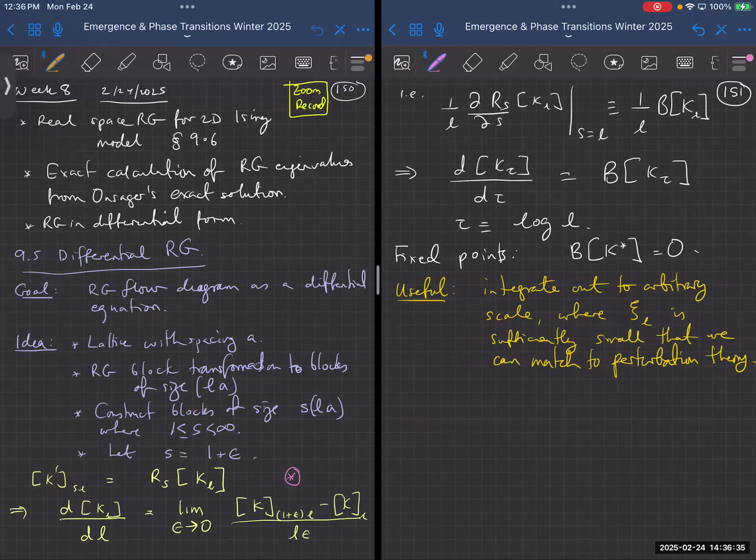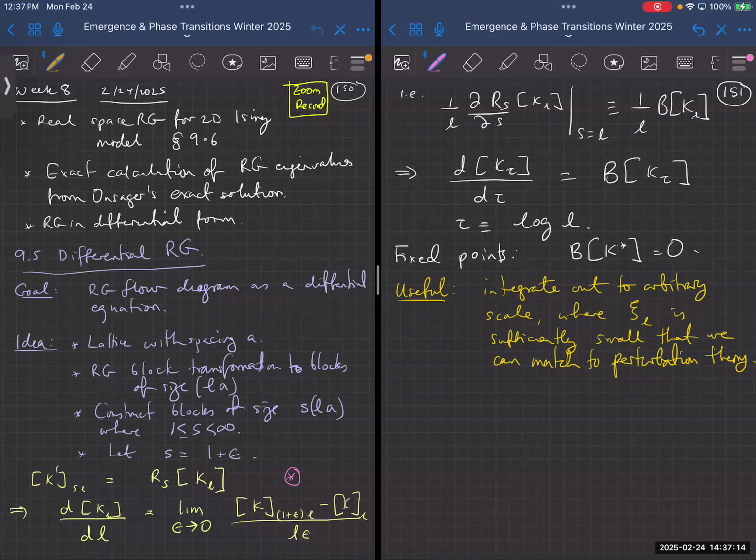And so what we see then is we have a differential equation in log L, because I've got this factor of 1/L, so dK/dτ is this function B of the coupling constants. This is a set of nonlinear differential equations for the coupling constants, which has to be solved in order to find the behavior of the system as you renormalize. And what happens, of course, is that we're interested in the fixed points.